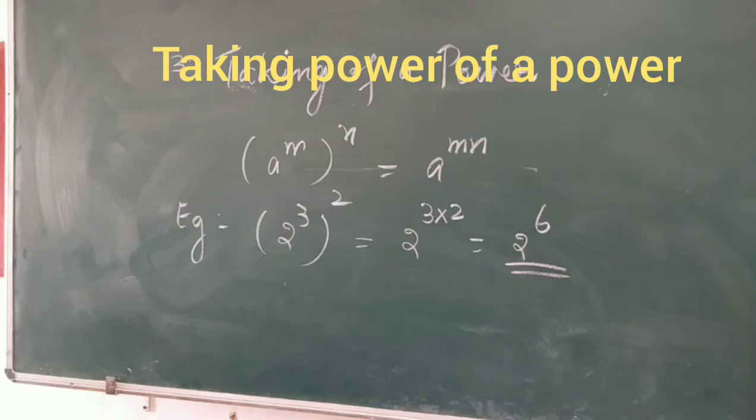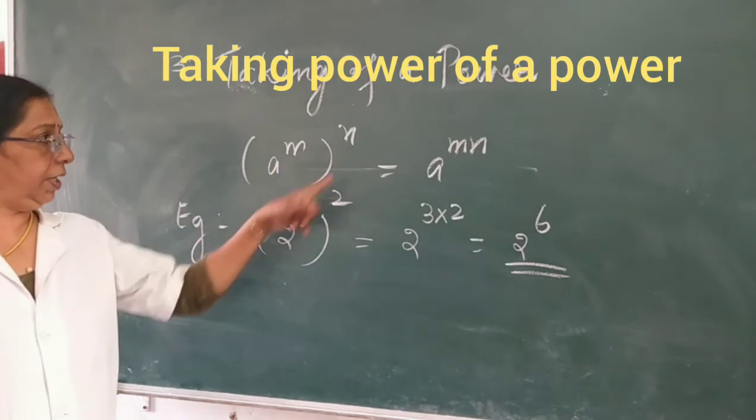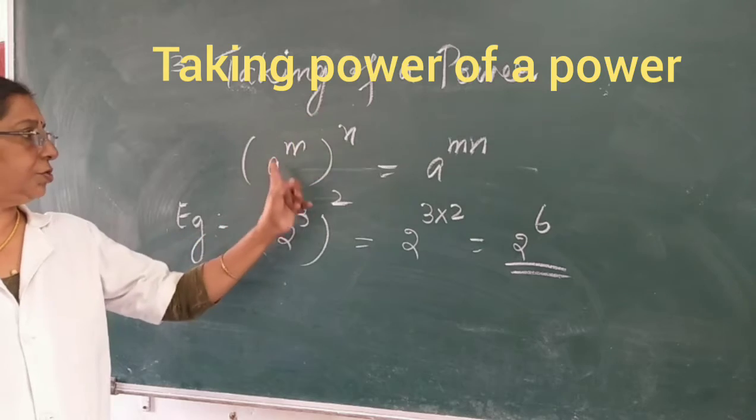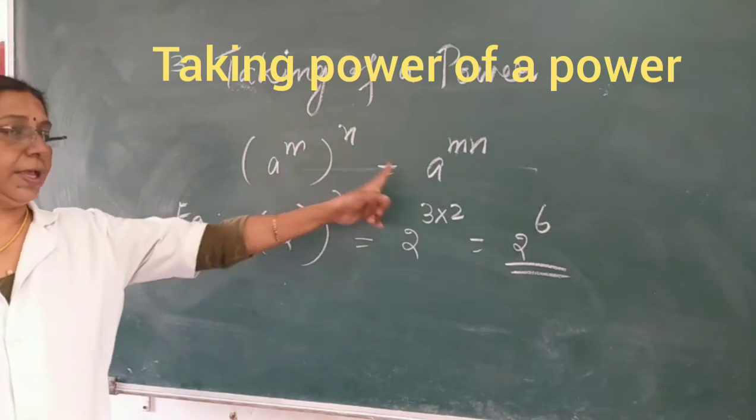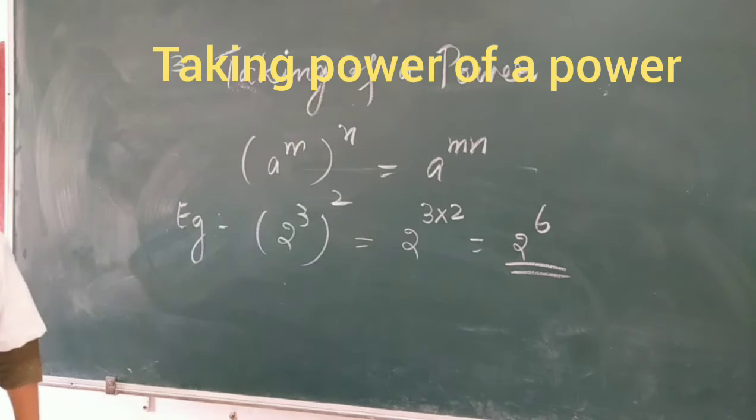Taking powers of a power. അപ്പോൾ ഇതൊക്കെ മനസ്സിൽ ഇങ്ങനെ പതിപ്പിച്ച് വെച്ചോളാം. a raised to m ഇവിടെ ഒരു പവർ ഉണ്ട്, അതിന് വീണ്ടും ഒരു പ്രാവശ്യം കൂടെ പവർ കൊടുക്കുന്നു. a raised to m the whole raised to n is a raised to mn. m n പവേഴ്സ് തമ്മിൽ മൾട്ടിപ്ലൈ ചെയ്ത് കൊടുക്കണം.